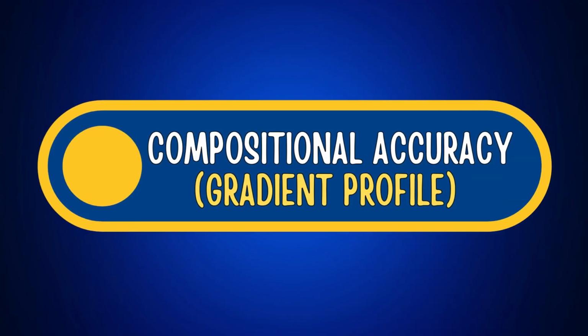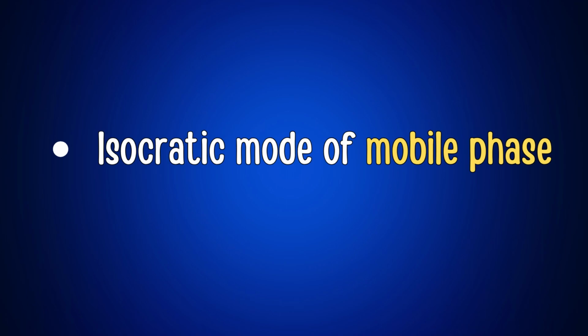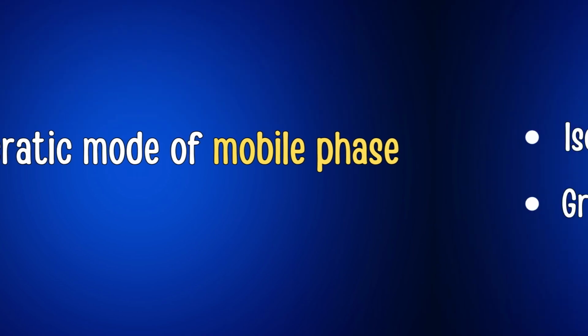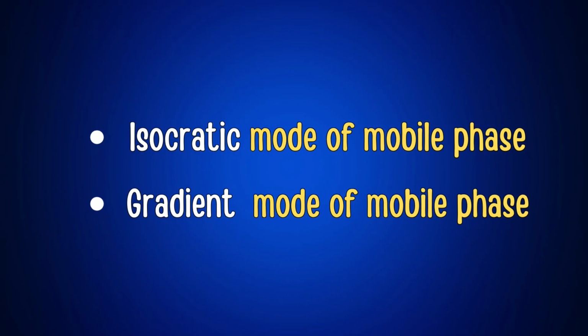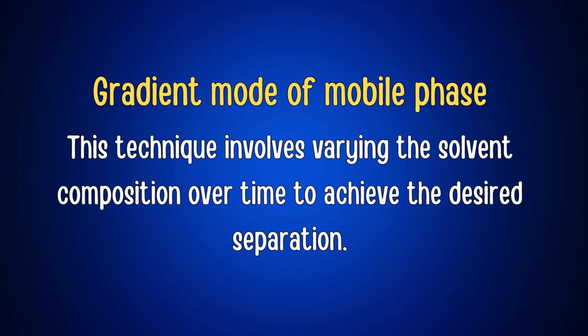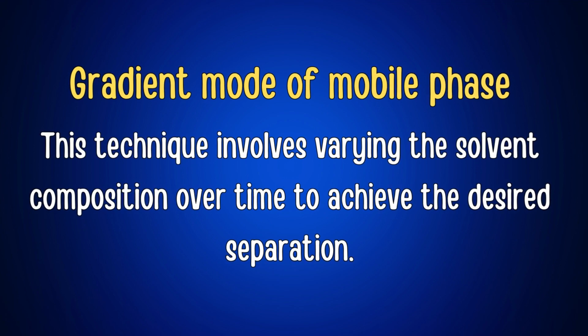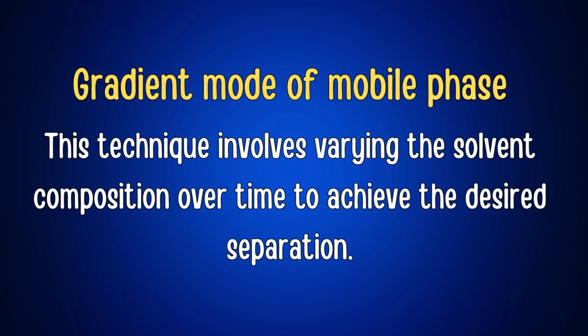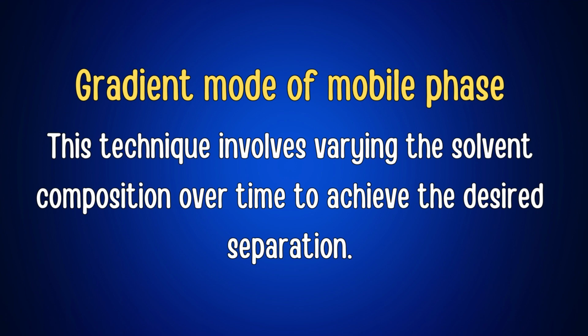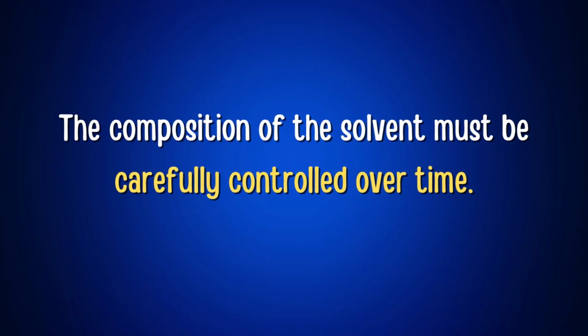Now, starting with compositional accuracy. In some cases, the traditional isocratic mode of mobile phase might not be enough to achieve the desired separation of component mixture. In these situations, scientists turn to the gradient mode of mobile phase. This technique involves varying the solvent composition over time to achieve the desired separation. However, it's important to note that the gradient profile must be optimized to ensure accurate separation of the analyte. This means that the composition of the solvent must be carefully controlled over time.